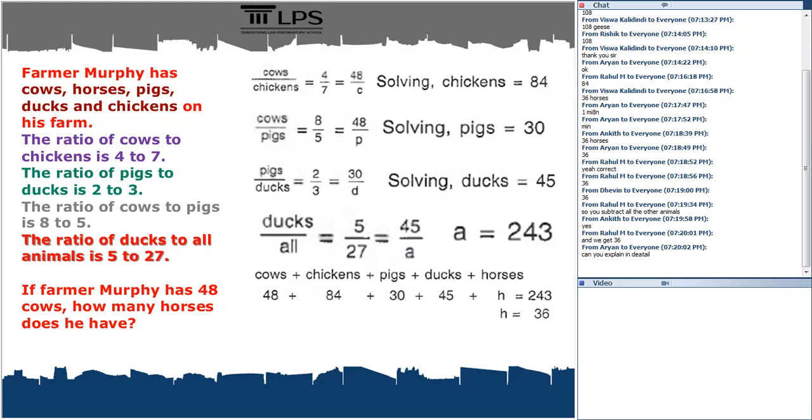Thank you. Ducks to animals has to be 5 to 27. And that is exactly what I have done. So I started off with cows to chicken, then used cows to find out pigs, then used pigs to find out ducks, then used ducks to find out all. And once I had all the animals, I could find out the horses, because that was the only missing information.